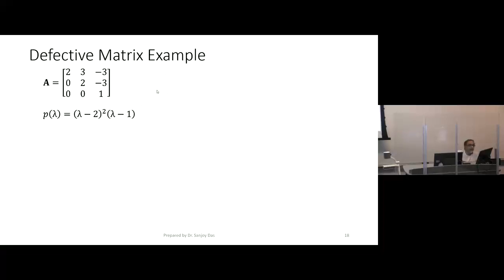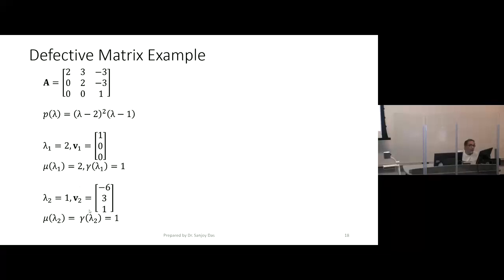Here's an example of a defective matrix. We saw this, right? This was the previous example, 1, 0, 0, and negative 6, 3, 1. There are only two eigenvectors for this 3 by 3 matrix. So this is a defective matrix. V1 and V2 span a two-dimensional space.